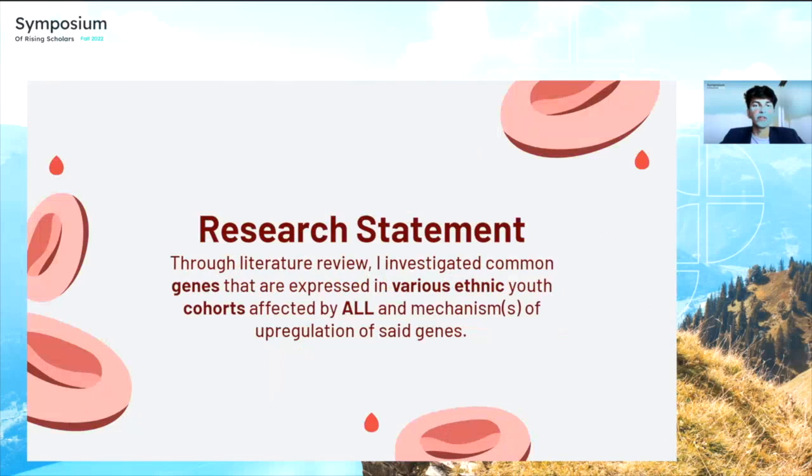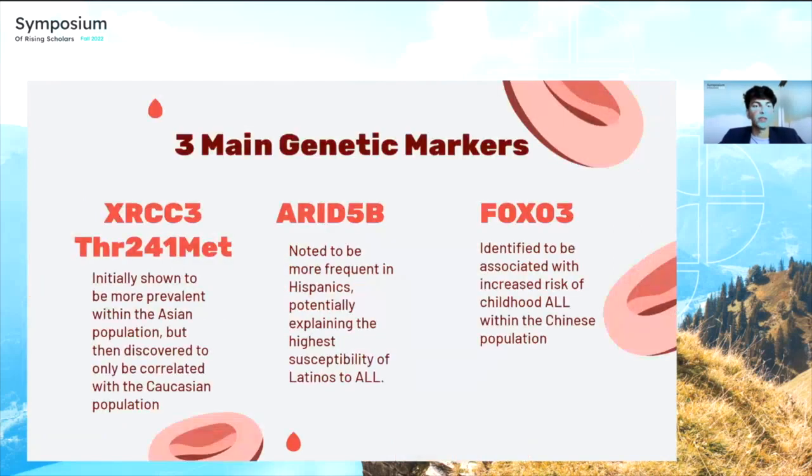So my research statement was that through literature review, I investigated the common genes that are expressed in various ethnic cohorts affected by ALL and the mechanisms of upregulation of these said genes. So my research has identified 3 main genes that are associated with ALL. Variations of these three genes, called polymorphisms, are correlated with increased susceptibility to ALL.